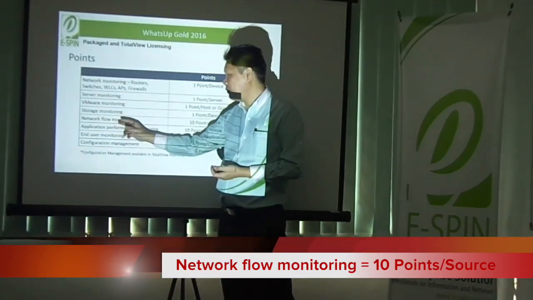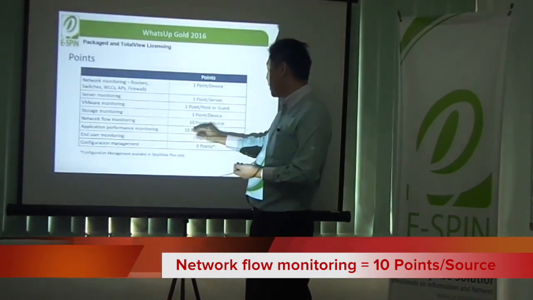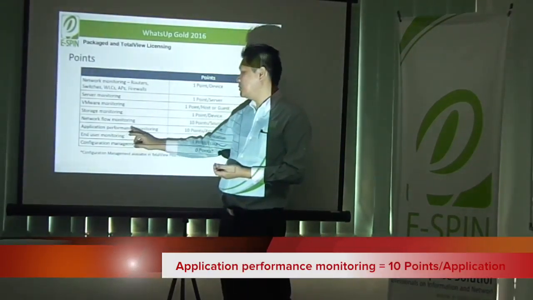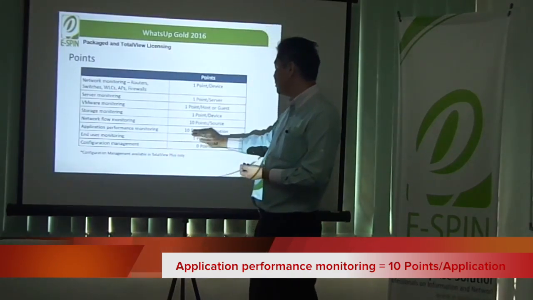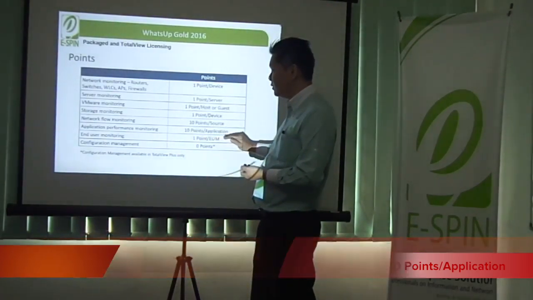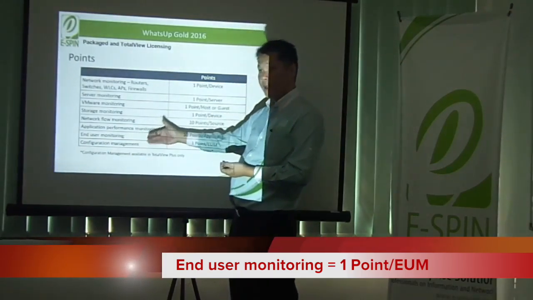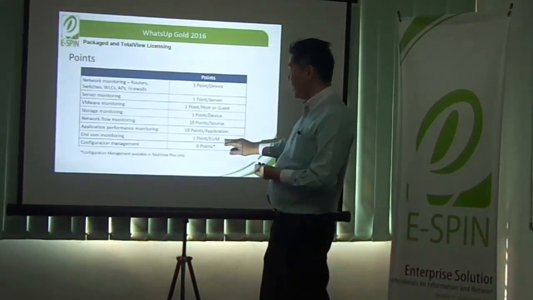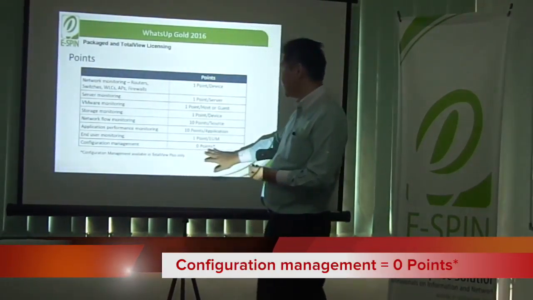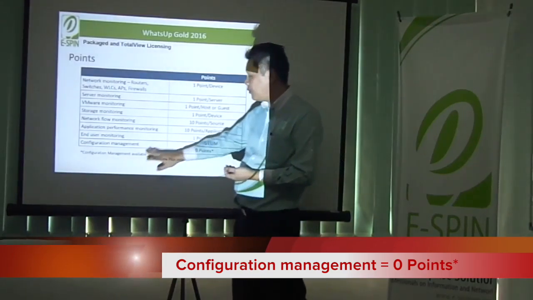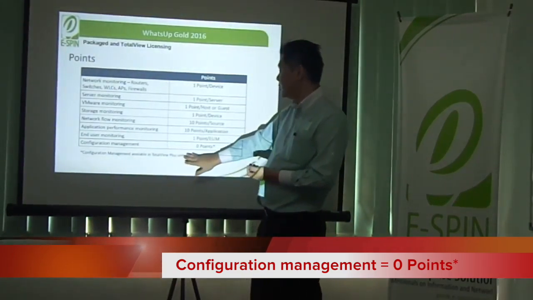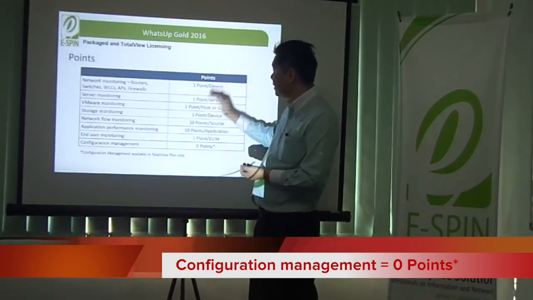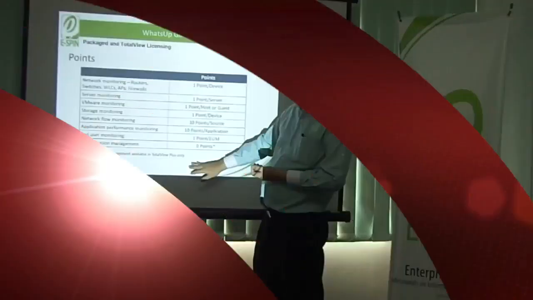However, for network flow monitoring, it's 10 points per source. And Application Performance Monitor, APM specifically, is also 10 points per application. End user monitoring we're talking about is 1 point per end user monitor. And then for configuration management, there is no point, because why? This one is only available as an entitlement inside the Total View Plus only, right? However, the device specifically will count inside the points on the device already.